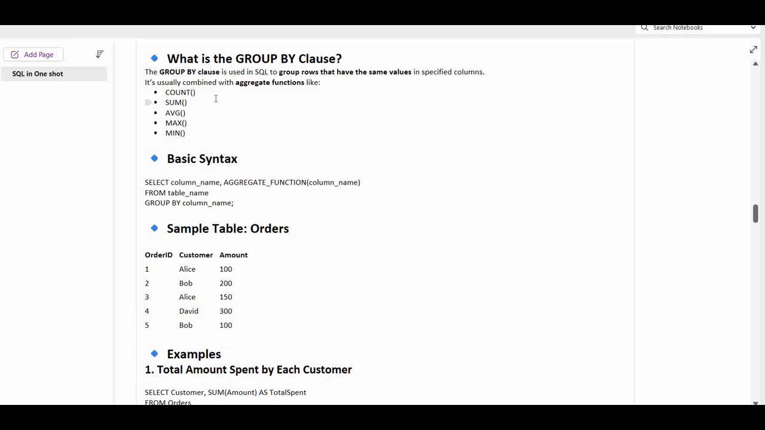For example, many people use group by, but they don't know when to use it. There will be aggregate functions. Without using aggregate functions, they'll use group by, and automatically the output will be wrong. So you should know when to use group by, when to use aggregate functions, and when to use both in combination. Then only you'll be able to solve.